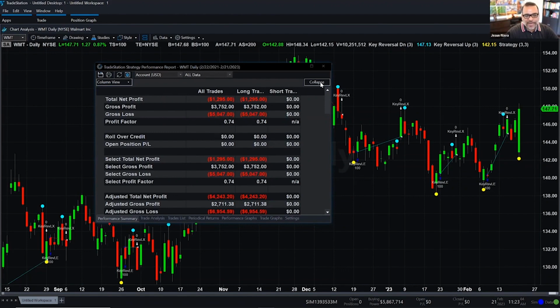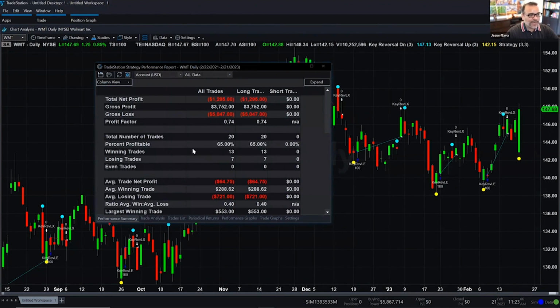Let me go ahead and click on collapse here on the right-hand side. The total number of trades is 20. Not a very good size for me to make a decision as to whether this strategy is good or not. The profit factor is 0.74. So for every dollar that we lost, we made 74 cents. So of course, that's why it just turns into a losing strategy. So there's got to be more work done on this strategy for it to be tradable.